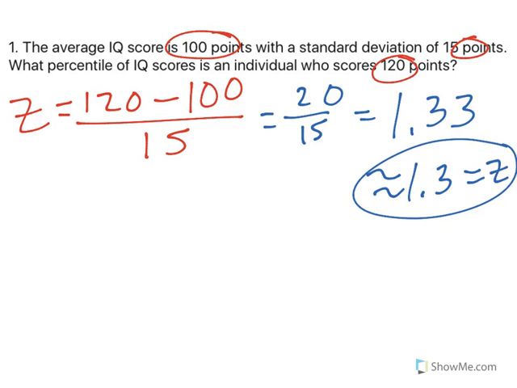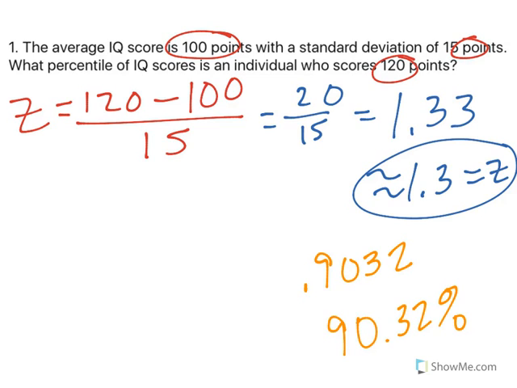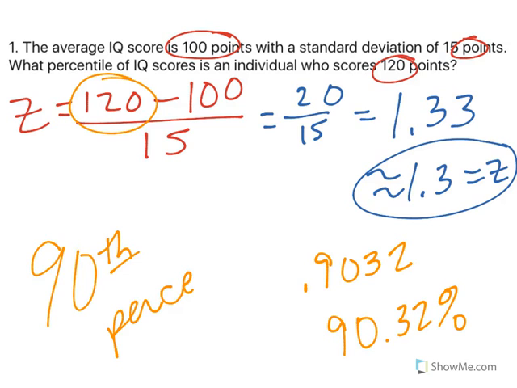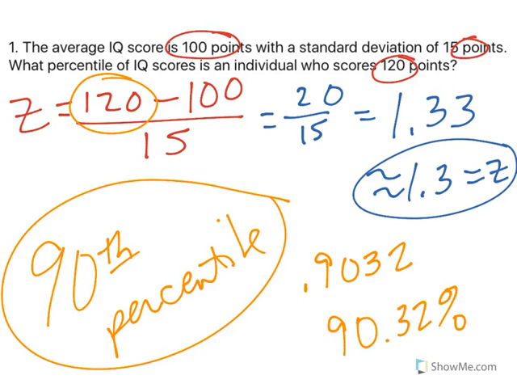Now, when you look up 1.3, it spits out at you 0.9032. Change that to a percent, and we have 90.32%. Therefore, if you have an IQ of 120, you are in the 90th percentile, because the z-score correlates to a 90% probability, proportion, percentile.